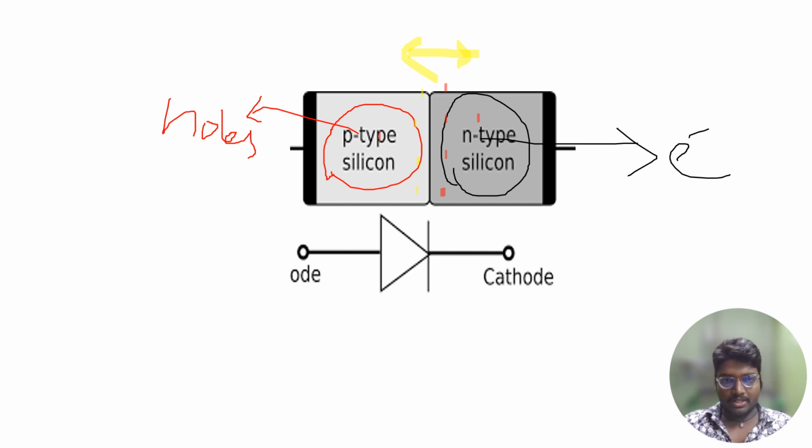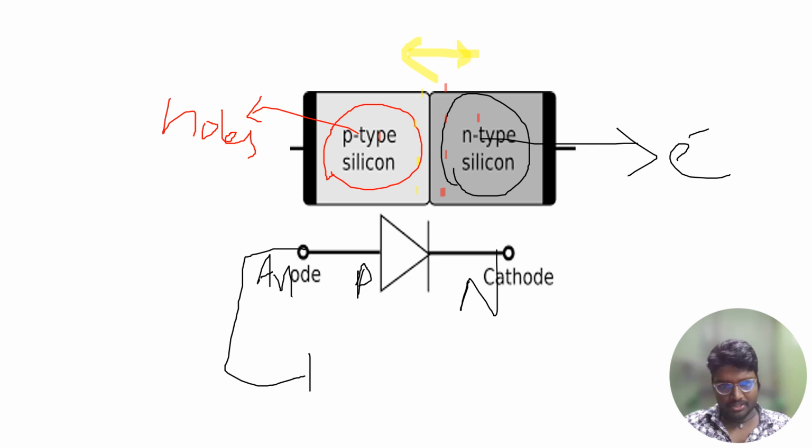So the symbolic representation of the p-n junction diode is this one. Here is the anode, and here is the cathode. So by adding an extra power source to the p-n junction diode, if we add plus for the p and minus for the n, then the diode is in forward bias.